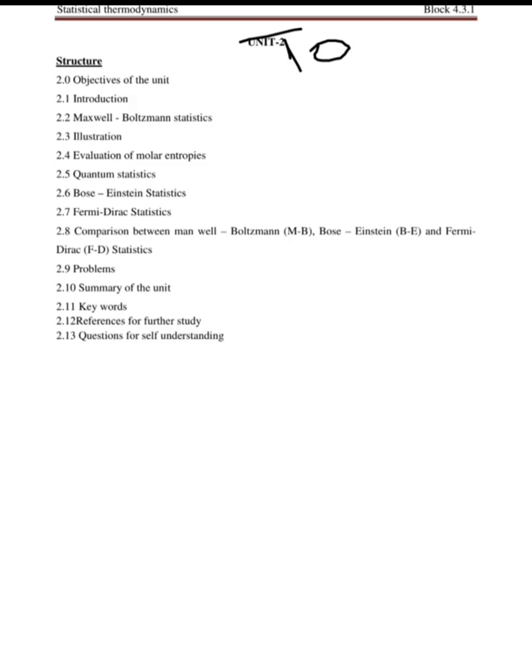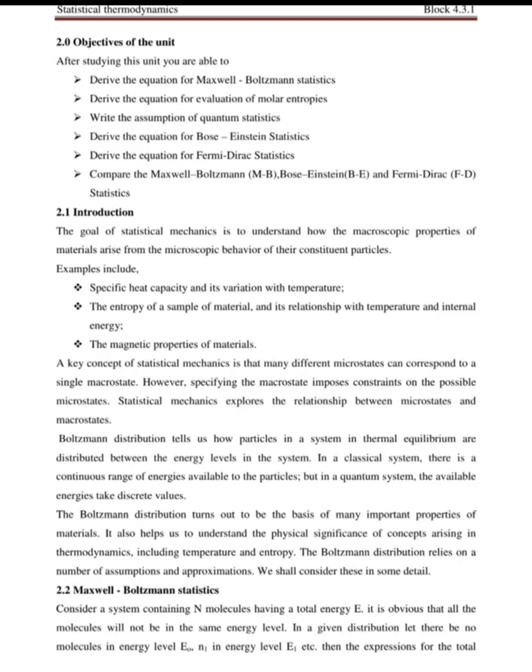Coming to the topic, we will be discussing deriving the equation of Maxwell-Boltzmann statistics, evaluation of molar entropies, assumptions of quantum statistics, and the equations of Bose-Einstein statistics and Fermi-Dirac statistics. What are the differences and comparisons between those three?